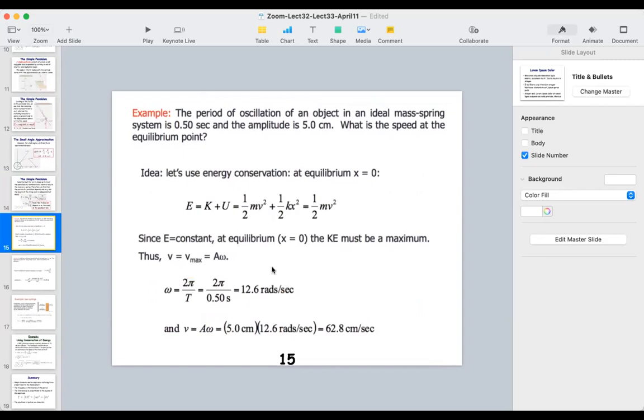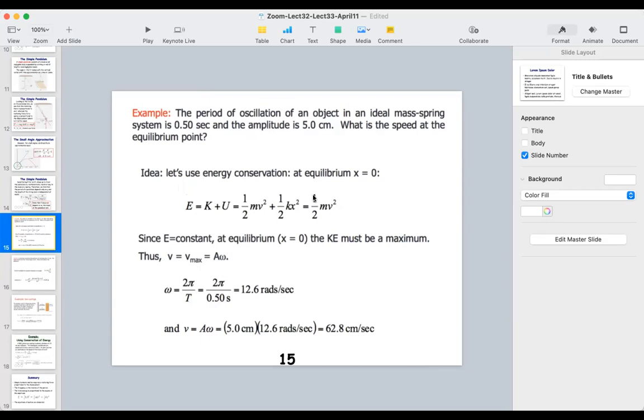So here I have one problem, one example. The period of oscillation of an object in an ideal mass spring system, so this is again mass spring system, probably I should have put it before, is 0.50 seconds and the amplitude is 5 centimeters. What is the speed at the equilibrium point? You remember the equilibrium point is when our x went from plus and minus A to 0. So in reality, we already know that is when the velocity is maximum.